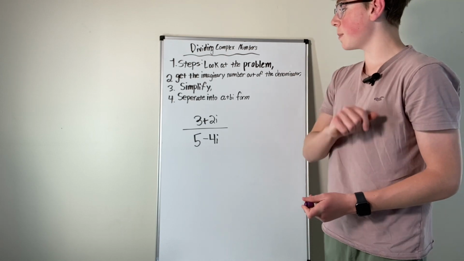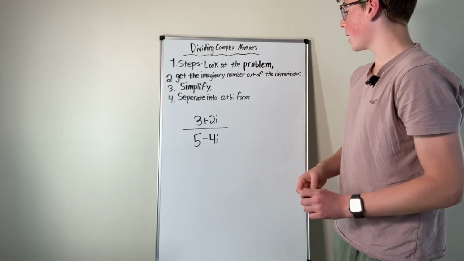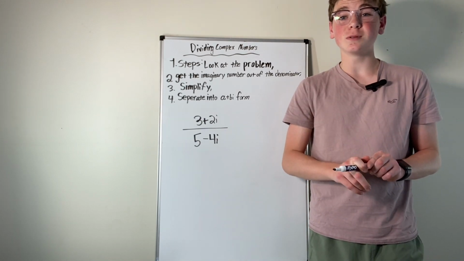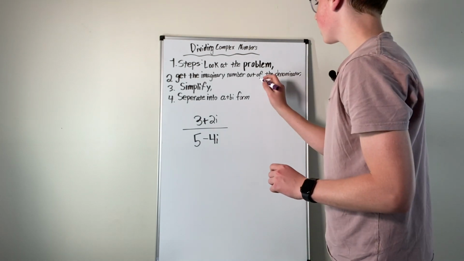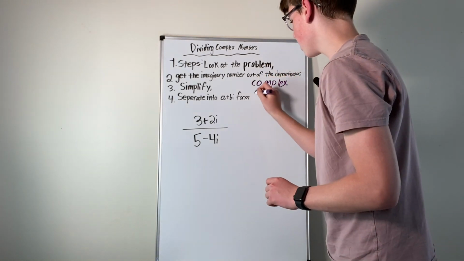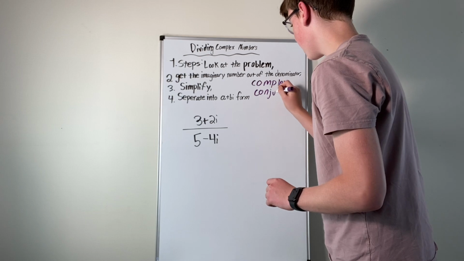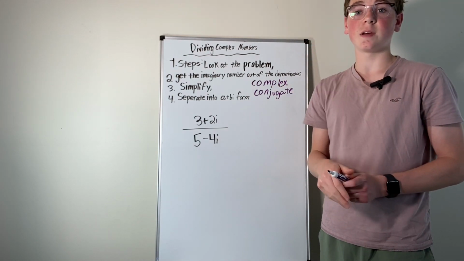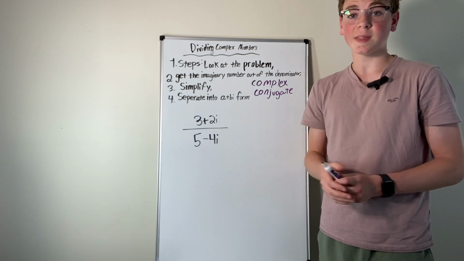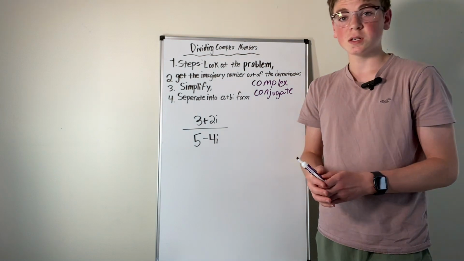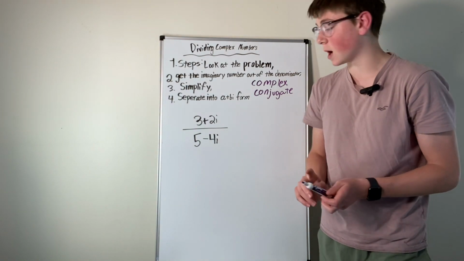Then our second step is get the imaginary number out of the denominator. So what we are going to do here is use the complex conjugate. I'm going to write that down just so you can go back and watch that video if you need it. There's a video on complex conjugate, and what that will do is get the imaginary number out of the denominator. This is like rationalizing the denominator.